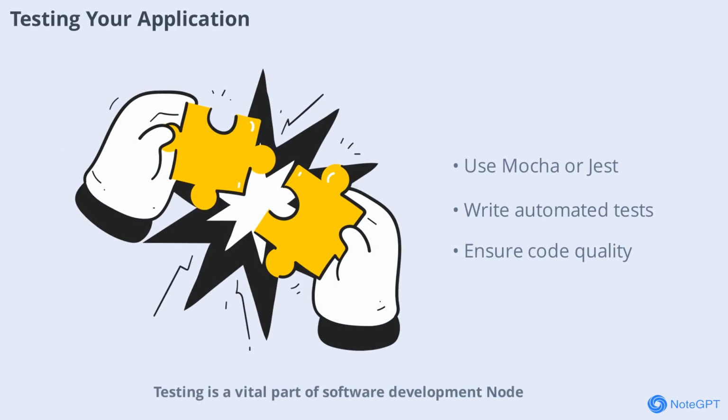Testing is a vital part of software development. Node.js supports many testing frameworks such as Mocha and Jest to help you write and run tests. Automated testing ensures your code works as expected and reduces the risk of bugs in production.